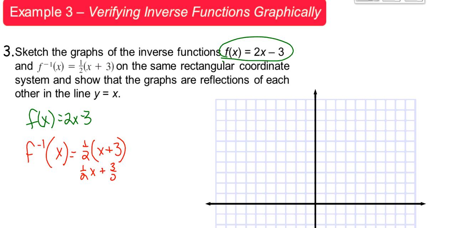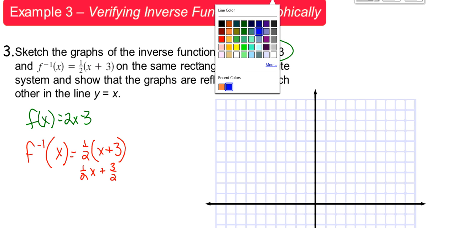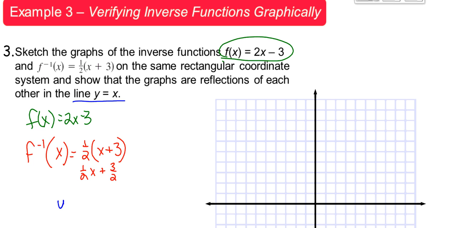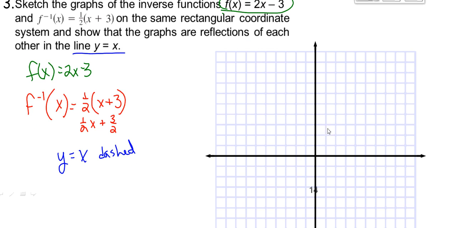So if I want to use that slope intercept form, I can. And then the last thing we'll graph is the line y equals x. And I'll do that as a dashed line in blue, if I remember. Okay, so now we'll just graph these 3 things and look at that relationship.